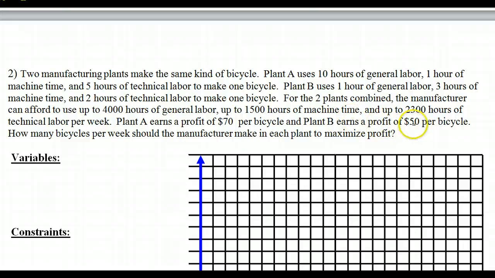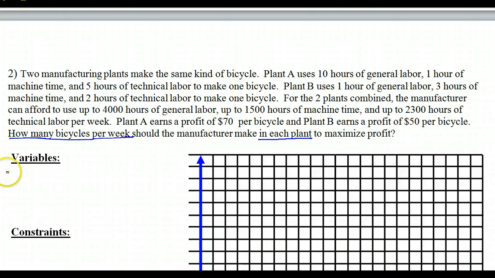Plant B earns a profit of $50 per bicycle. How many bicycles per week should the manufacturer make in each plant in order to maximize profit? All right, so right there at the end tells us the variables. How many bicycles per week in each plant? Okay, because that's the key here. There's plant A and there's plant B.